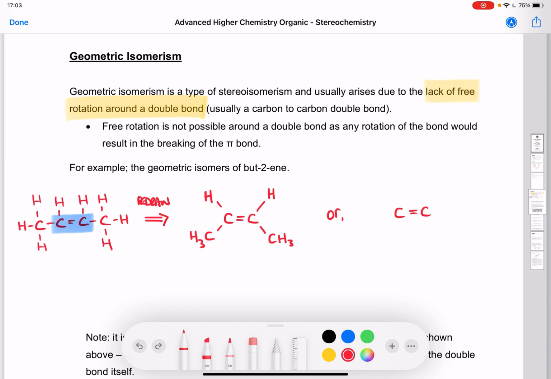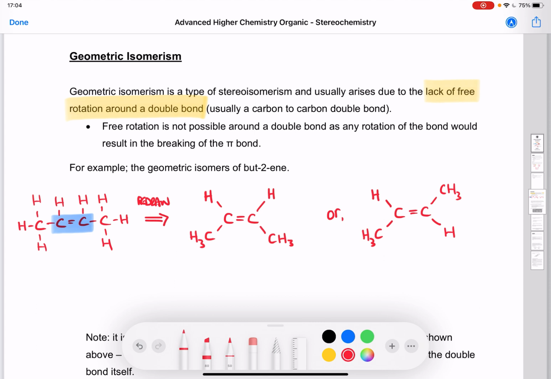So I'm going to start with the carbon on the left-hand side. I'm going to keep that first hydrogen on the top, and then I'm going to pop that CH3 on the bottom. But then when I look at the carbon on the right-hand side, for this one, I'm going to pop the CH3 on the top and the hydrogen on the bottom. And these two molecules that I've drawn here are different. They are isomers, specifically geometric isomers.